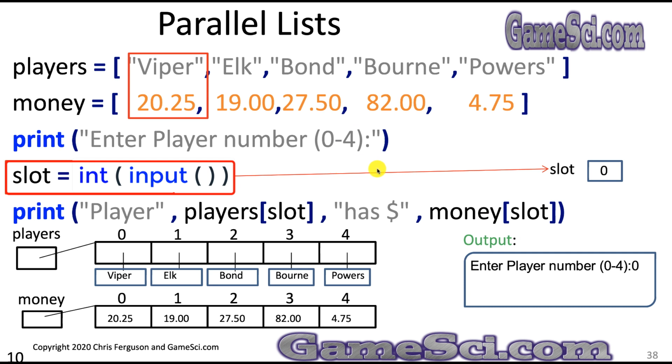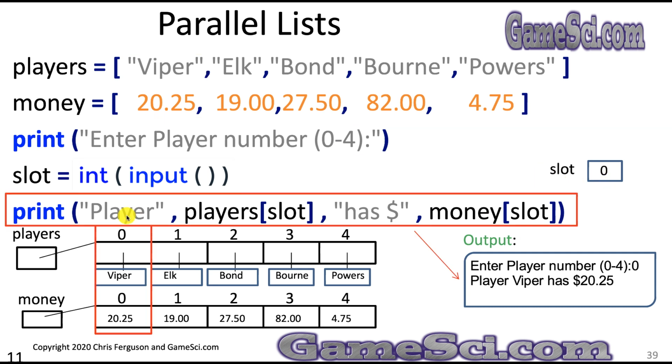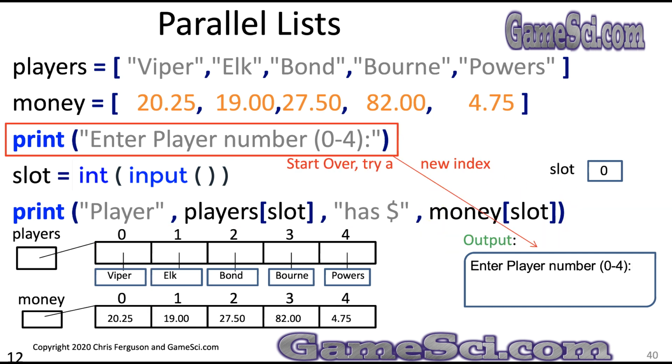This time the player inputs a 0. I want to see what player Viper has in the bank account. I boxed out where we're accessing the parallel arrays here. Player Viper from slot 0 has $20.25. You'll see that I'm accessing the Viper's money in their bank account right there. Let's try it one more time.